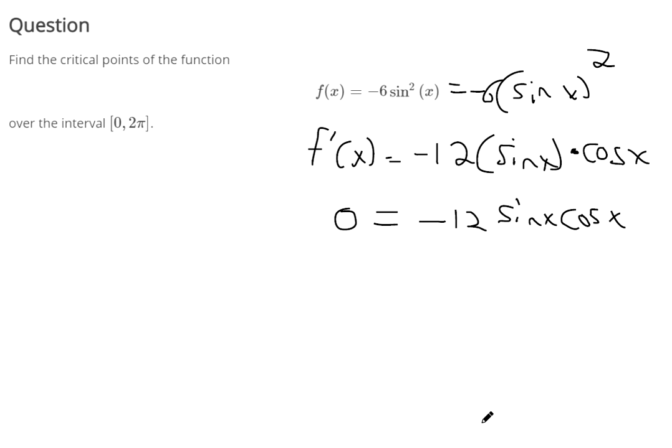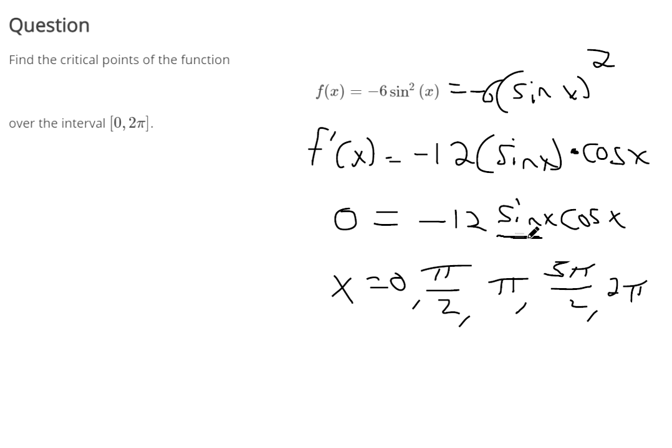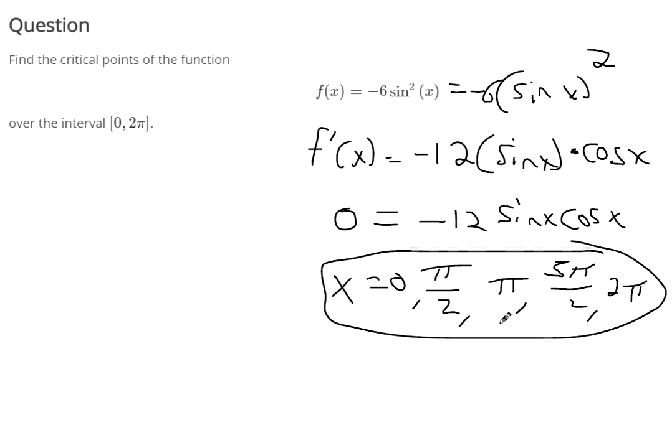And in order for this to be 0, it says on the interval 0 to 2 pi. So if x is 0, then sine of 0 makes 0. And then we got a true equation. So that would be a value for x that makes the derivative equal 0. At pi over 2, cosine pi over 2 would be 0. So 0 times all this stuff makes 0. At pi, sine of pi is 0. And at 3 pi over 2, cosine is 0. And then 2 pi, if you plug that in, sine of 2 pi is 0. So those are all things that would make it equal 0.